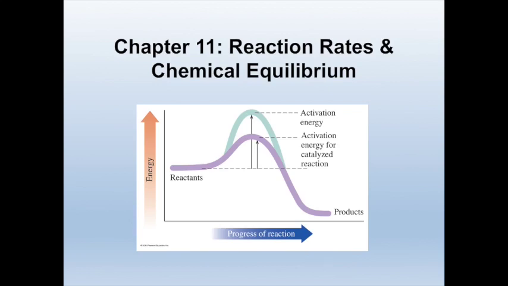Okay, now we're going to talk about chapter 11, which is reaction rates and chemical equilibrium. And it's going to start off by talking about something we've already talked about briefly, which is the energy of reactants and products. So when you undergo a chemical reaction, you typically have reactants that start out at a certain energy, and then an activation energy is supplied, and this leads to the reaction proceeding and leading to products which are at a new energy, in this case, a lower energy.